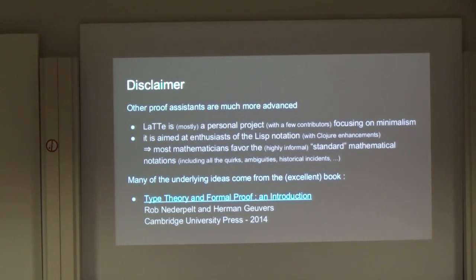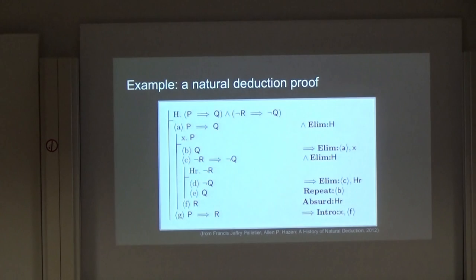But there is nothing about the implementation in the book, of course. So first I will take an example. I don't intend to teach natural deduction to people who don't know natural deduction, but I will explain very quickly. It's a proof. So I have my main hypothesis at the top and the conclusion at the end.